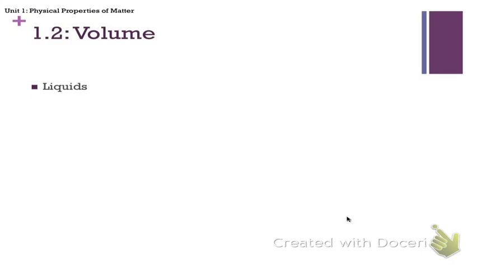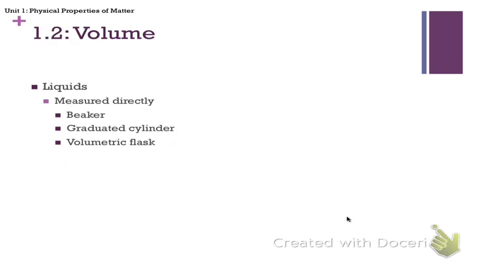All right, the second state of matter that we'll look at, liquids. Think about a liquid, the molecules being a little more spread apart typically. Liquids, their measurement is easier because they're measured directly. So we're going to use some tool to physically measure the volume of a liquid. And three tools that you'll use in class are the beaker, the graduated cylinder, and the volumetric flask.